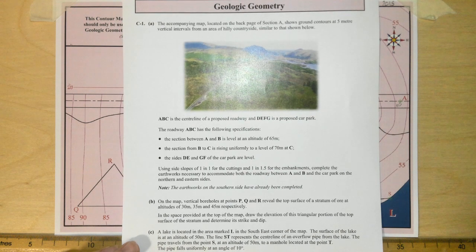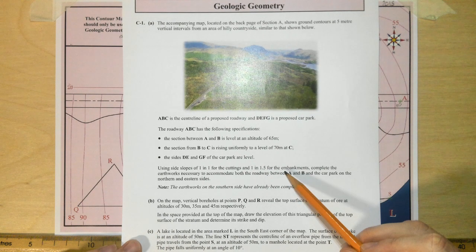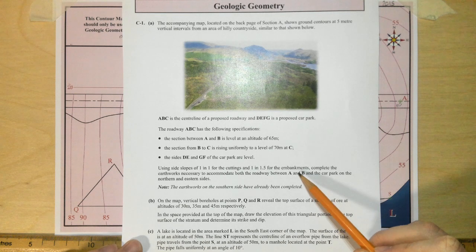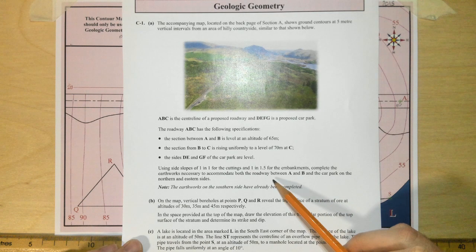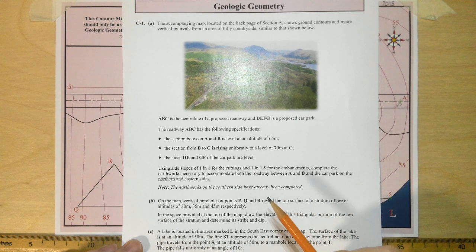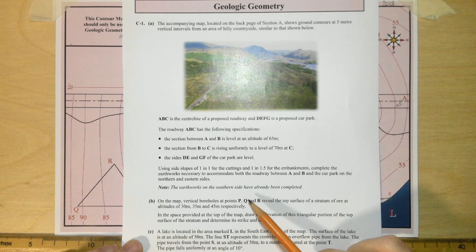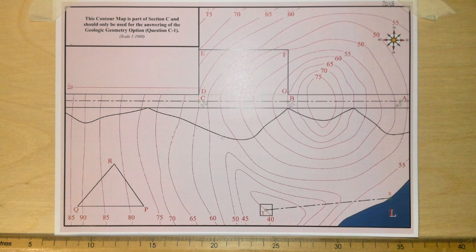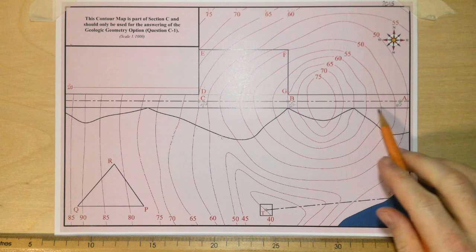Using the side slopes of 1 in 1 for cutting and 1 in 1.5 for embankment, complete the earthworks necessary to accommodate both the roadway between A and B and the car park on the northern and eastern sides. The earthworks on the southern side have already been completed. Okay, so we'll do the bit between A and B to begin with.